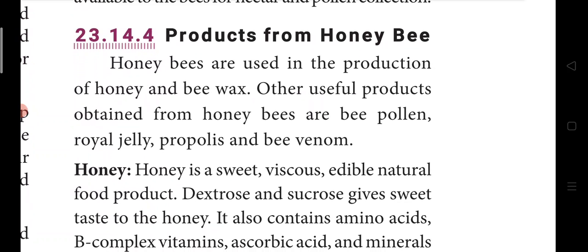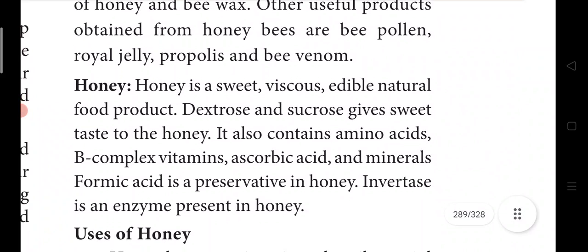Products from honeybee. என்னென்ன products எல்லாமே இருக்குது? Honeybees are used in the production of honey and bee wax. They are very useful. Bee wax எல்லாமே பார்த்தீங்கன்னா இந்த cosmetics எல்லாமே use பண்றதுக்கு bee wax commonly use பண்ணுவாங்க. Other useful products obtained from honeybees are pollen, royal jelly, propolis and bee venom also prepared.